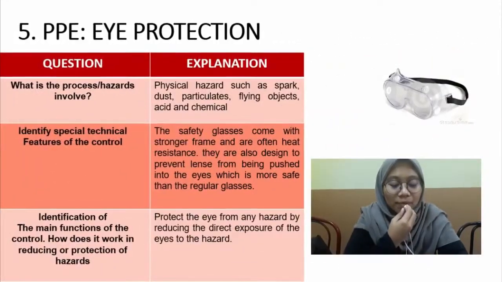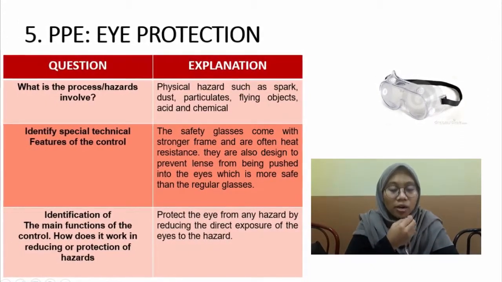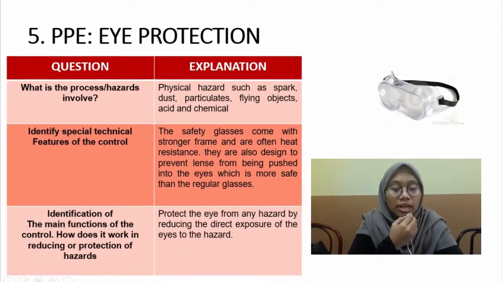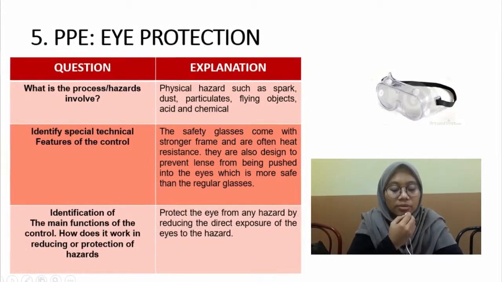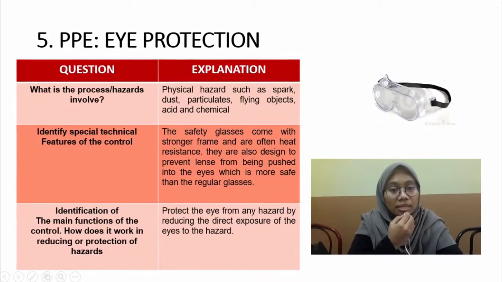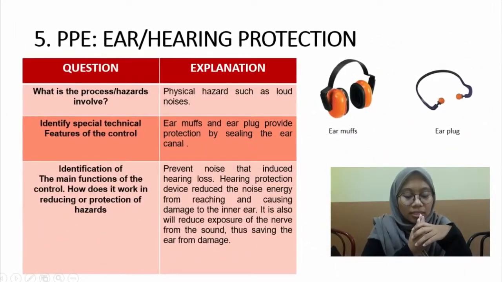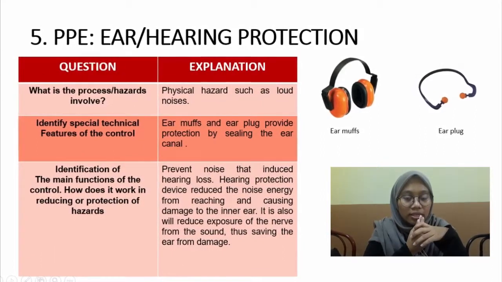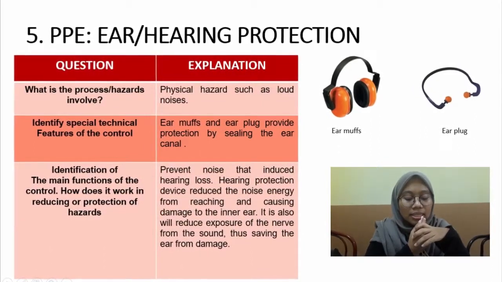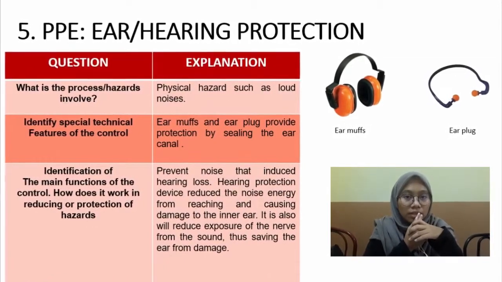Next is PPE eye protection. Safety glasses come with a stronger frame and are often heat resistant. They protect the eyes from hazards by reducing direct exposure of the eyes to hazards such as chemicals, acid and also flying objects. PPE hearing protection. Hearing protection such as earmuffs and earplugs protect by sealing the ear canal from the hazard, which is loud noise. It reduces the noise energy from damaging the ear.